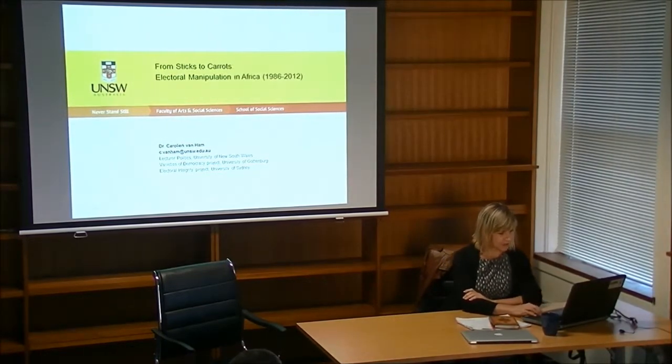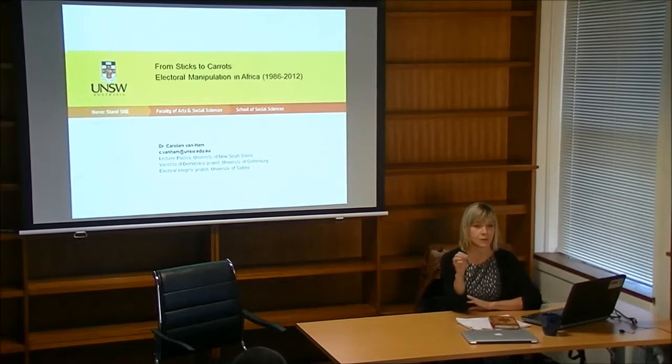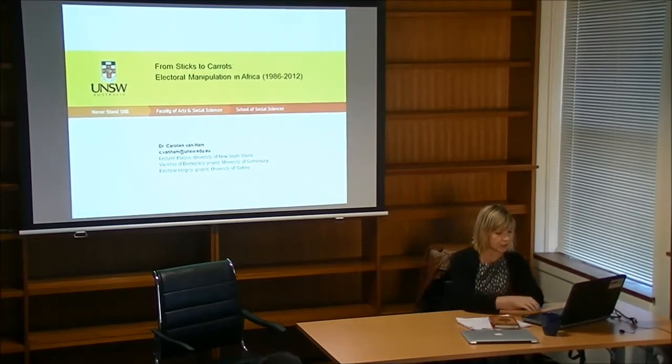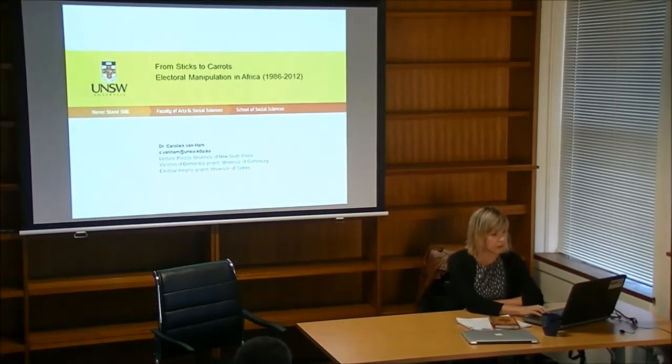So this is a project that I'm doing together with Stefan Lindberg at the University of Gothenburg, based on Varieties of Democracy data. It's a new data set that covers all the countries in the world from 1900 until 2012. They employed over 3,000 experts to code specific elements of democracy. And based on that data, we also have more specific data on types of electoral manipulation in different countries. In this paper, we focus on Africa. It's now being published in Government and Opposition in a special issue on the future of democracy.